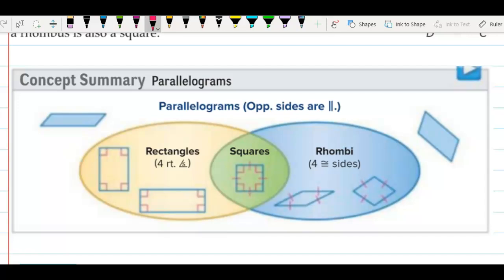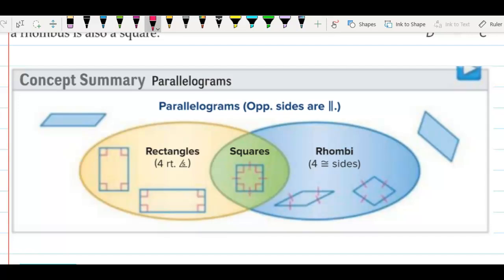Again, these are all parallelograms, so they're all holding the same properties as opposite sides congruent and parallel, opposite angles congruent, consecutive angles are supplementary. All of that is staying true, but a square shares both the fact that it has right angles and that all of its sides are the same. So it's kind of a merge between everything we know about rectangles and everything we know about rhombi.